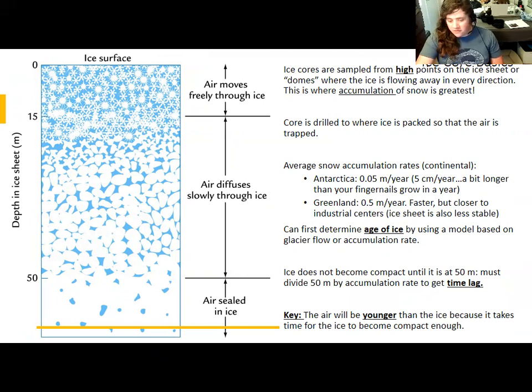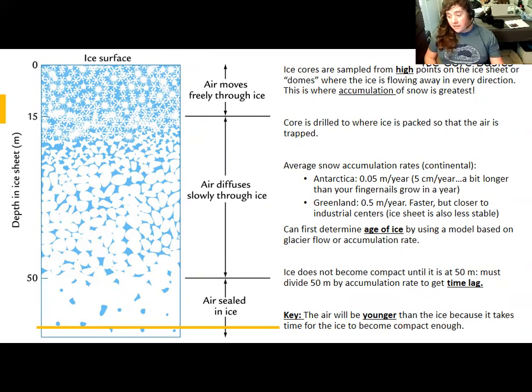We have to make some assumptions, but we have a pretty good idea of what the accumulation rate of snow in Antarctica is. On average, it's about 0.05 meters a year, or 5 centimeters a year. And that's a bit more than your fingernails are going to grow in an entire year, on average. The snow in Greenland does accumulate faster, actually, at about half a meter or 50 centimeters a year. And some of that's because the Greenland ice sheet is not right at the North Pole. It's further south, so it's getting a little more precipitation than the South Pole of Antarctica is, by quite a bit.